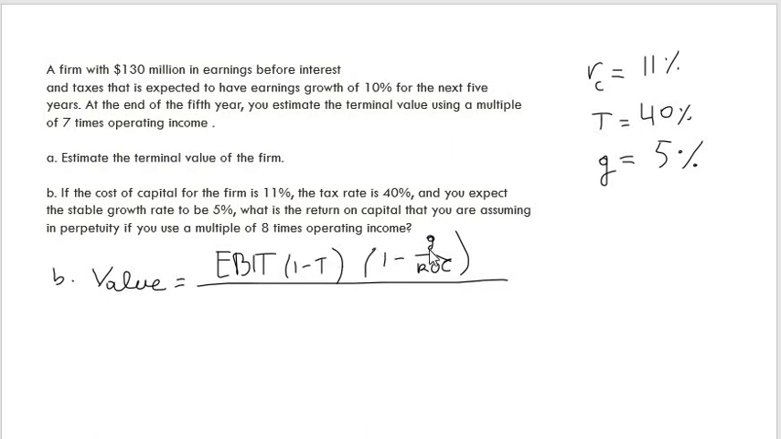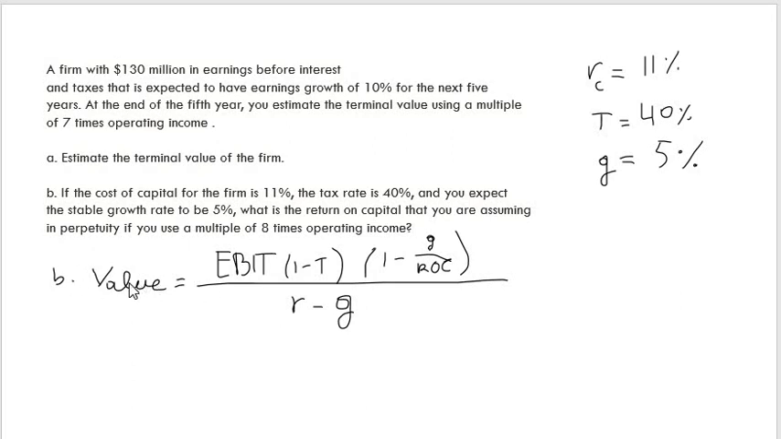Why? Because G over ROC is the reinvestment rate. When we were growing at a stable rate, it becomes equal to the reinvestment rate. Therefore, 1 minus the reinvestment rate is what we have left after we've done our reinvestments, and that's how we calculate our value over R minus G. So this is the Gordon growth model.